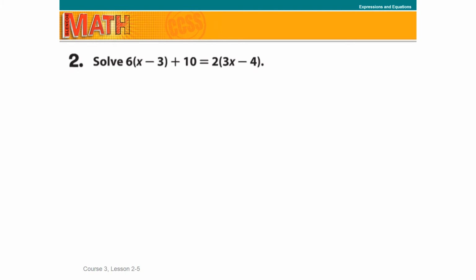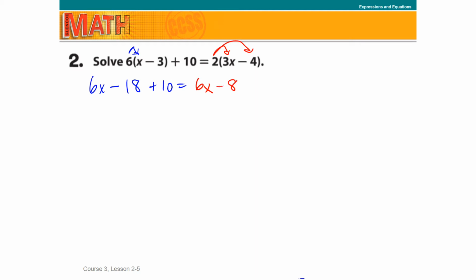Example number 2. Solve 6 times (x minus 3) plus 10 is equal to 2 times (3 times x minus 4). So once again, our goal is to isolate for the variable, but in order to do that, we're going to have to do the distributive property, and it looks like twice. Let's start over here on the left hand side. We are going to take 6 times x, which is 6x, minus 6 times 3, which is 18, or negative 18, plus 10 equals, on the right hand side, take the 2, distribute it to the 3x, 2 times 3x, 6x, 2 times negative 4, negative 8.